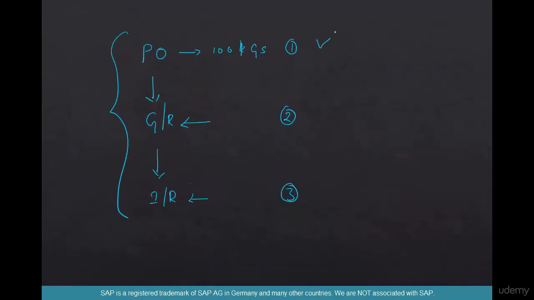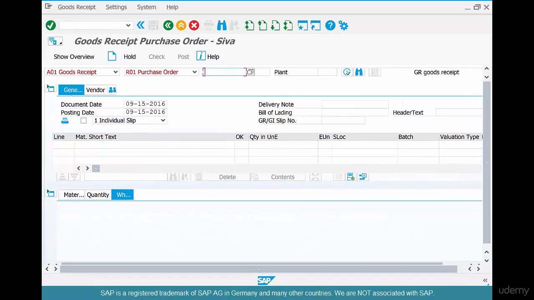Now this step is done. We have ordered for 100 kilos of coffee. Now after some time, the goods are coming in. And that's what we're going to do now. We are going to receive the goods. So put the purchase order number that we copied in there.